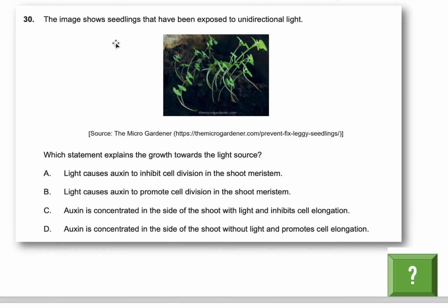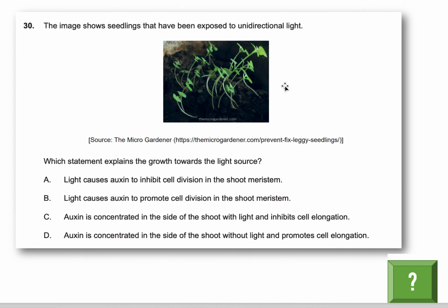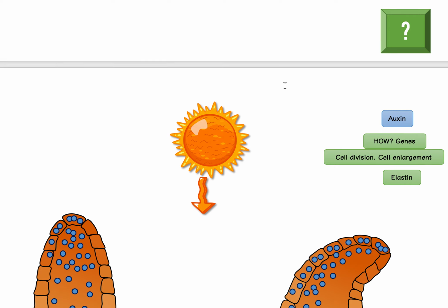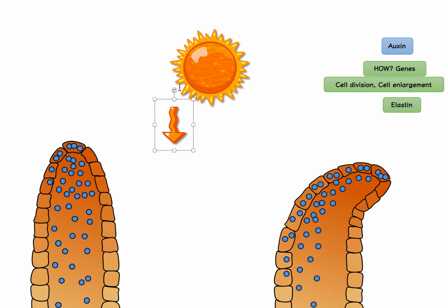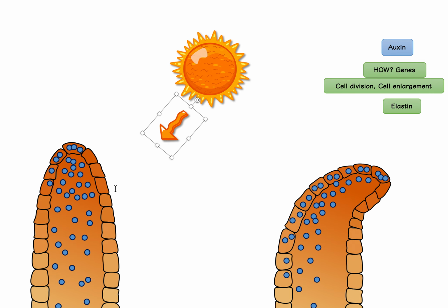Next one, the image shows seedlings that have been exposed to unidirectional sunlight. Okay, what do they mean by unidirectional? So say we have a sun, they mean light coming from one direction, okay? So not light coming from all directions, okay? So not like in your room, maybe you have 10 lights, okay? That means there's light from every direction. Unidirectional light is when light comes from only one direction, okay?